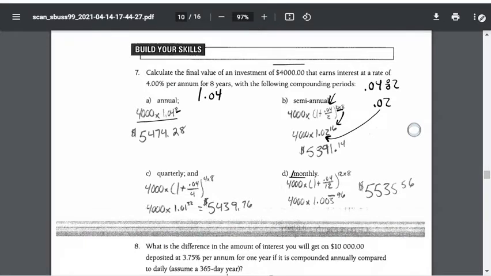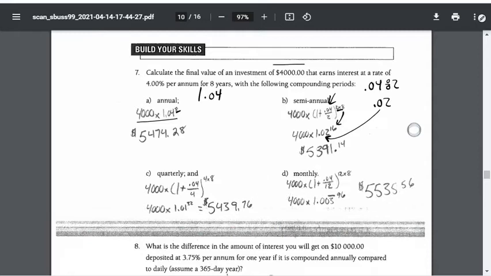Quarterly, it's the same thing. What I do is I attack that fraction first. I go 0.04 divided by 4 because it's happening 4 times in a year, and that ends up being 0.01, which is why that's 1.01. Now, how did I get that 32? Well, if you're compounding it 4 times a year for 8 years, 4 times 8 ends up happening 32 times. So that's why it's to the power of 32.